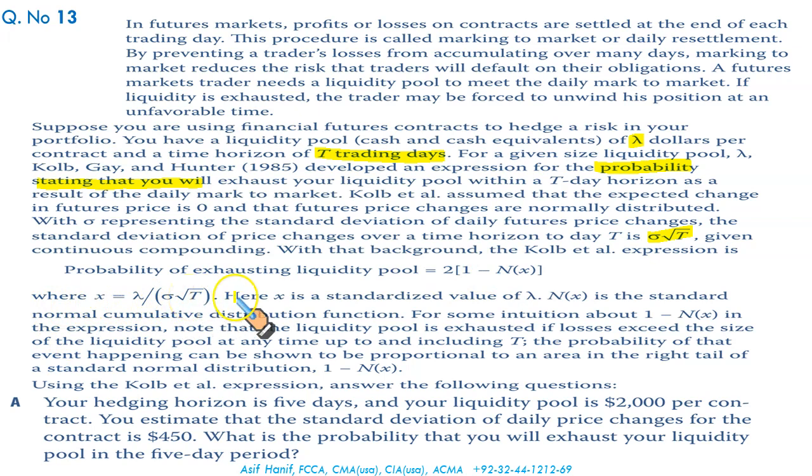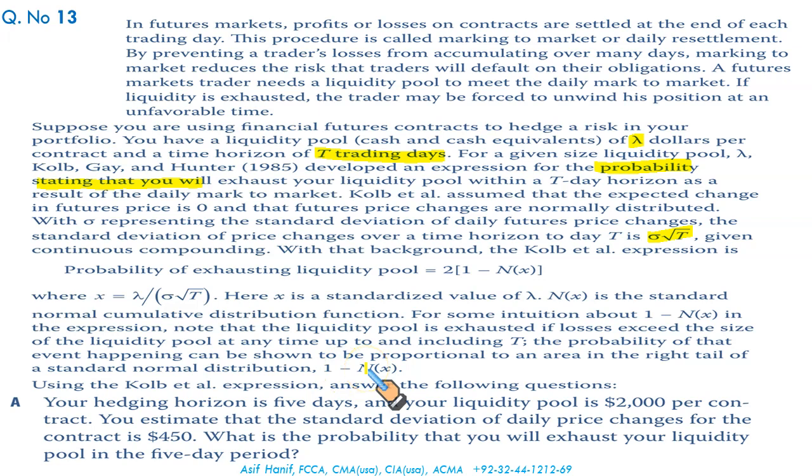We will solve this. Here x is the standardized value of lambda. N(x) is the standard normal cumulative distribution function. For some intuition about 1 minus N(x) in the expression, note that the liquidity pool is exhausted if losses exceed the size of the liquidity pool. If losses are more than the pool, you're gone at any time up to and including T. The probability of that event happening can be shown to be proportional to an area in the right tail of the standard normal distribution. That's all theory.